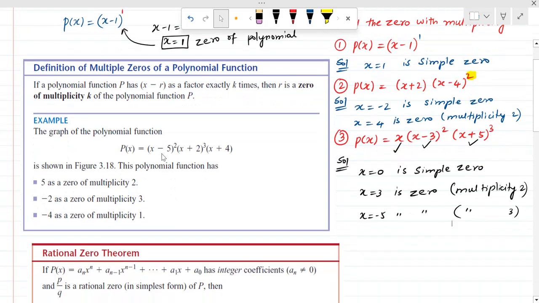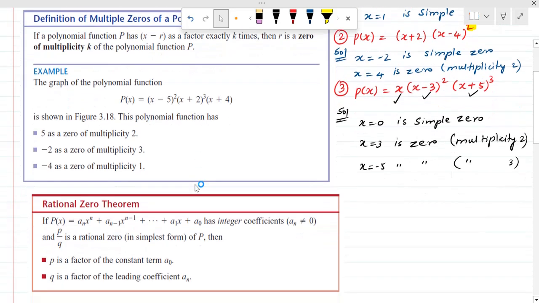Here is another example. You will have 3 zeros: x equals 5 is a zero with multiplicity 2, x equals minus 2 has multiplicity 3, and x equals minus 4 is a simple zero. So these are the zeros of the polynomial.